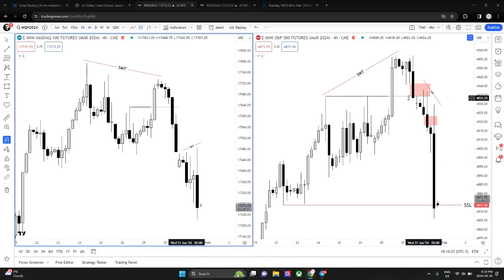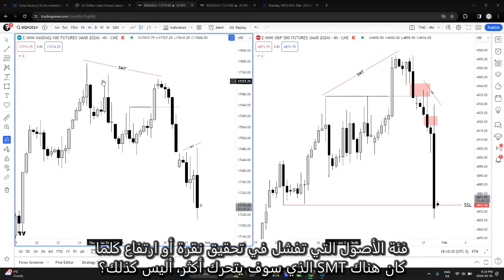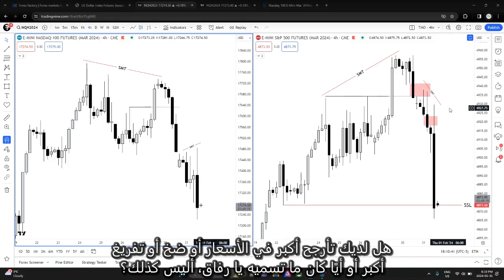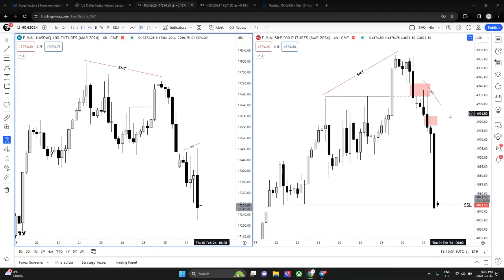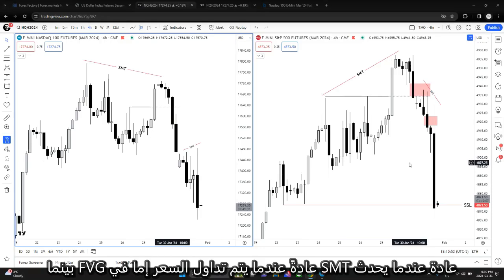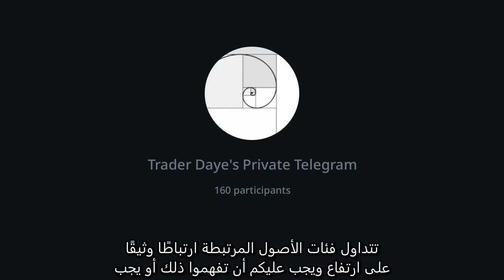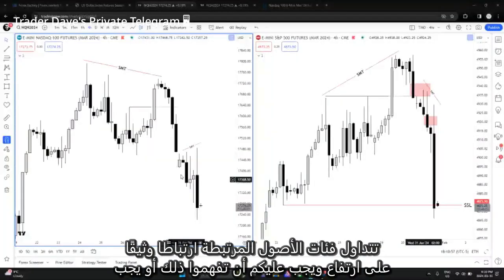So whenever you have an asset class, the one that fails to take out the high, whenever there's SMT, that will move more, right? You have a larger price swing or a larger pump or dump or whatever you guys call it, right? Usually when SMT takes place, price either trades up into a fair value gap while the other closely correlated asset class trades above a high.